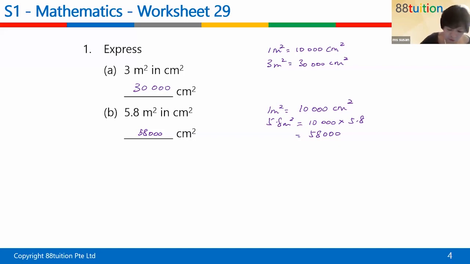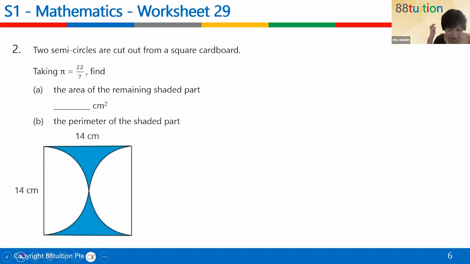Next question, number 2. Now, this is called, I shouldn't say composite. This one is a figure that is cut into some other shapes inside the big square. Okay, so there are 2 semicircles that are cut out from the square cardboard. So he already tells you that this is a square cardboard. All sides must be equal. And there are 2 semicircles. The 2 semicircles are white in color.